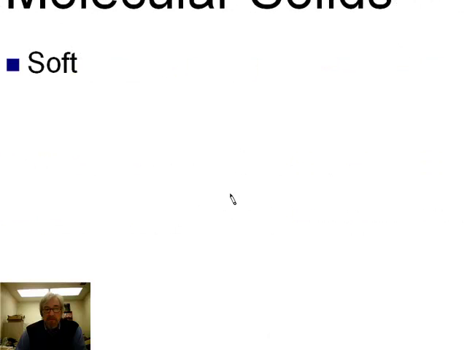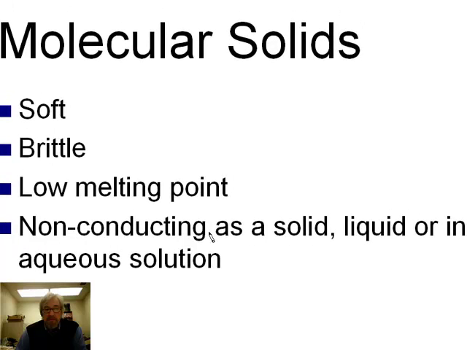They tend to be soft. They tend to be brittle, like ionic compounds, because they do have definite fault lines and they're definitely crystalline. They have a low melting point because the intermolecular forces don't hold them together that much. They are non-conducting as a solid because the particles can't move, but they're also non-conducting as a liquid or as an aqueous solution because molecules aren't charged. They may be polar, but they don't carry a charge, and so they won't be able to conduct electricity in any circumstance.